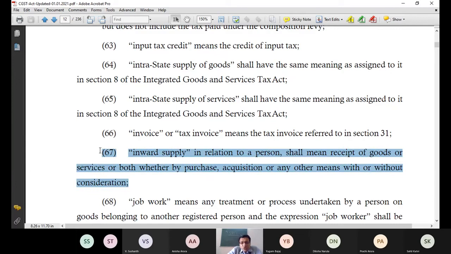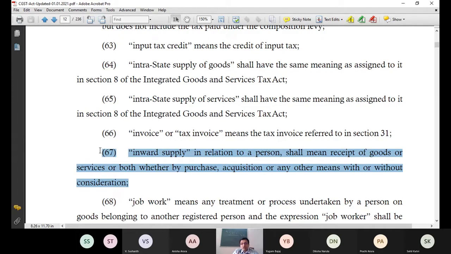Inward supply in relation to a person. Now they are not using the word taxable person. So in case of inward supply, you must be a person only and not necessarily be a taxable person. Shall mean receipt of goods or services or both, whether by purchase, acquisition or any other means, with or without consideration, same thing otherwise. Now two things are different.